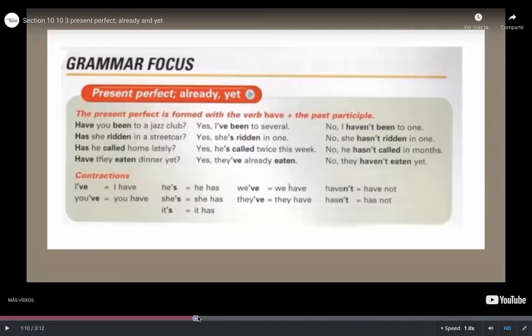¿Está bien cómo se va a hacer? Yes. Yes? Okay. Any questions?